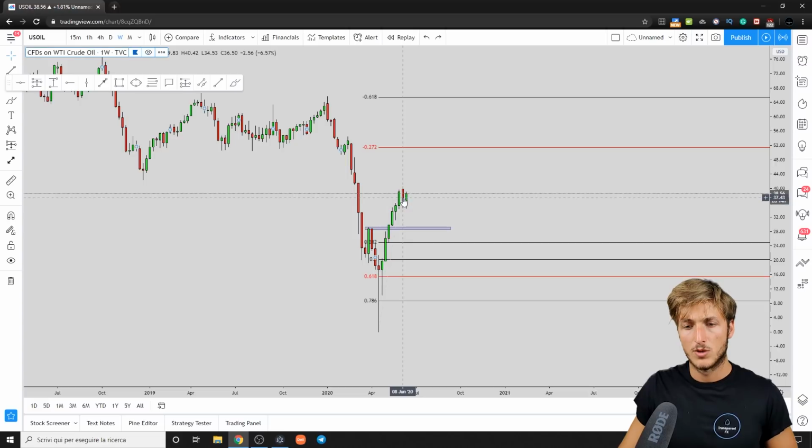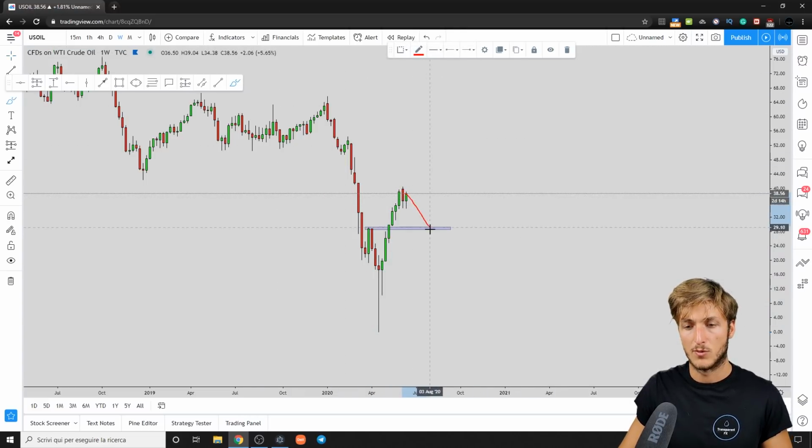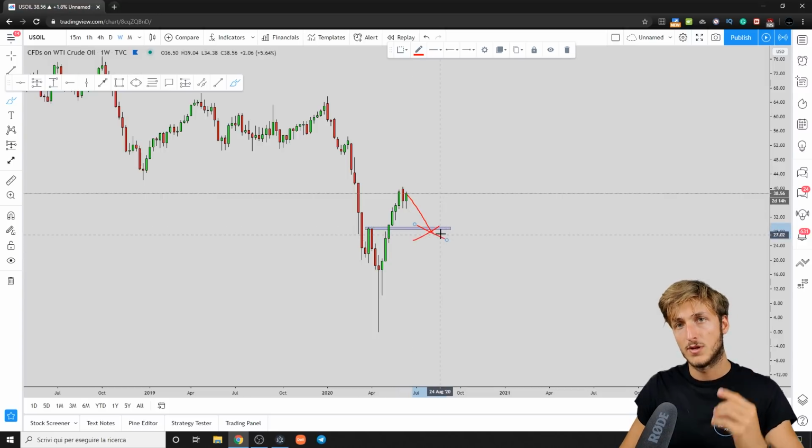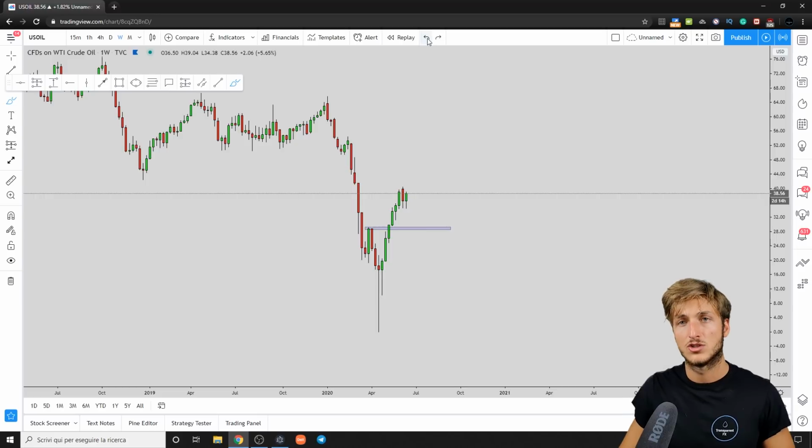So on the weekly, we know where our downside target is. Perfect. We want to see the market make the move to the downside. However, we keep in our minds that we still have the possibility to go higher because the Fibonacci levels are not aligning with the structure yet.